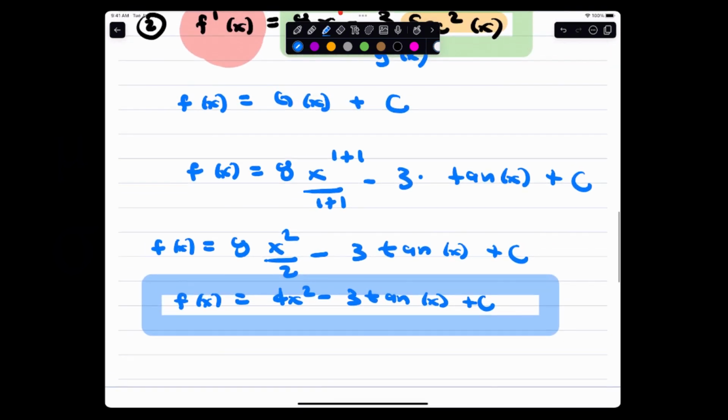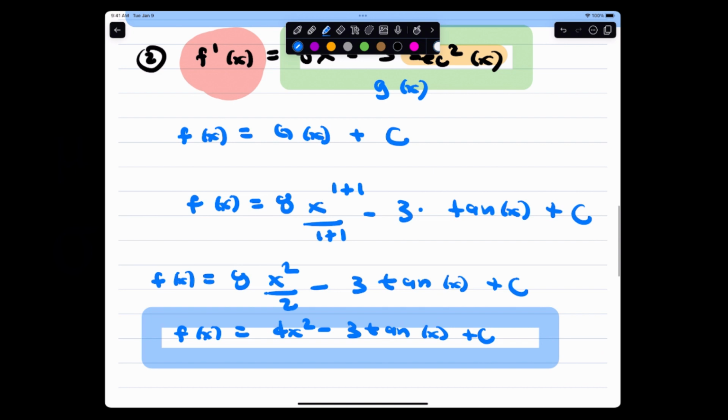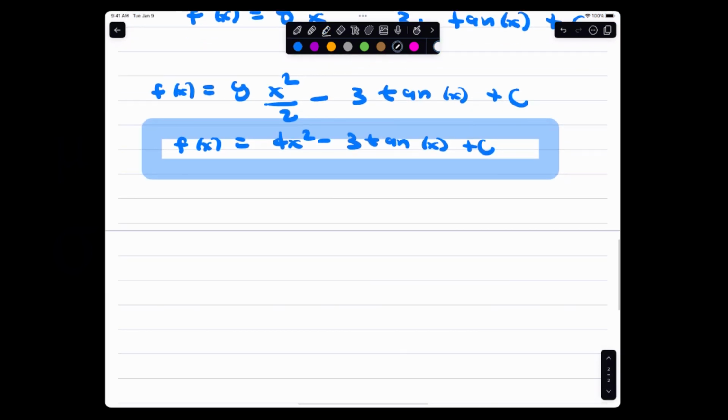And there it is, ladies and gentlemen. What do you guys think? Number 2. Easy peasy lemon squeezy? I don't know. Let's look at number 3.